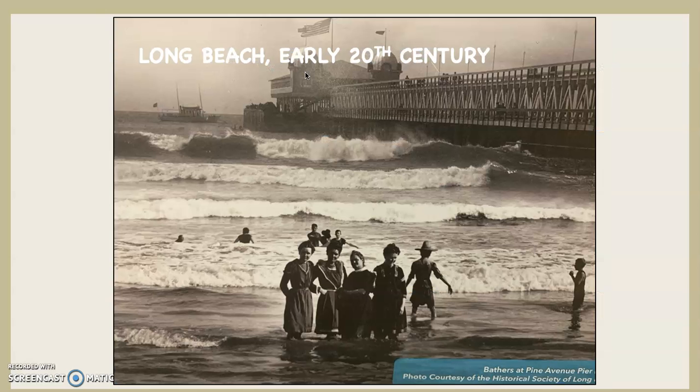But in the beginning of the 20th century, in Long Beach, there were waves. You could see them back there. This is along Pine Avenue, where there's no pier anymore, but there was a pier at that point. And you can see it was a very surfable beach at one point. And surfers have been trying to get this to happen all over again by taking down the breakwater, but I don't think this is ever going to happen.